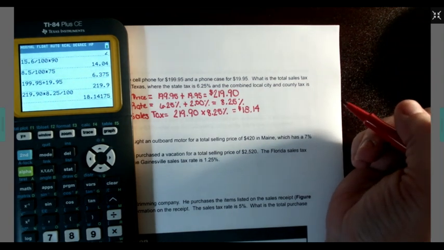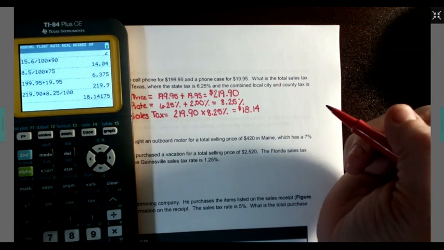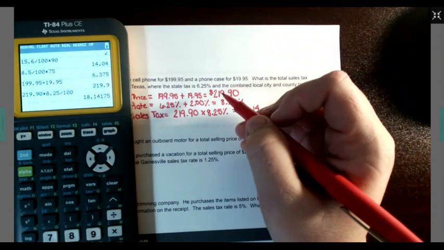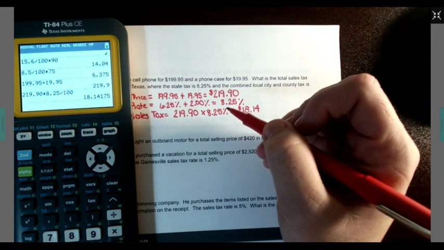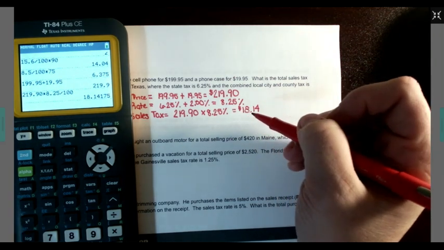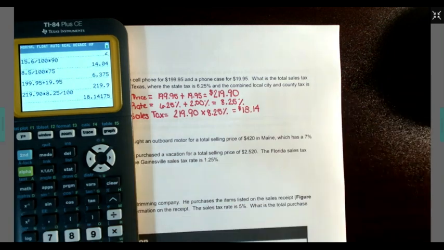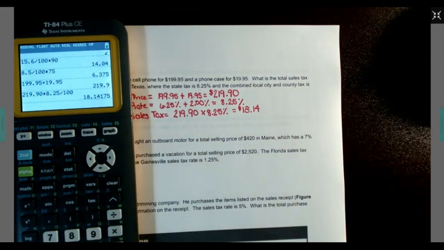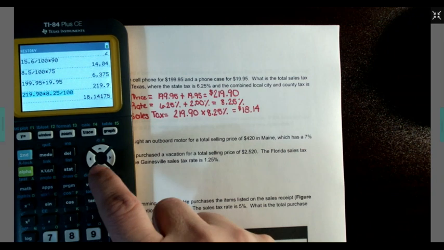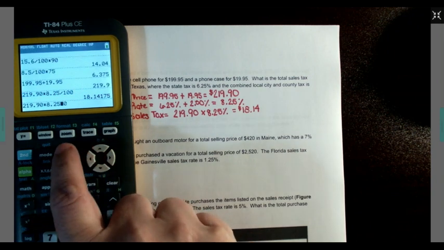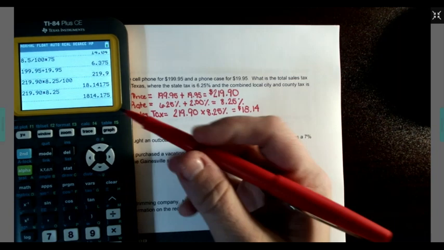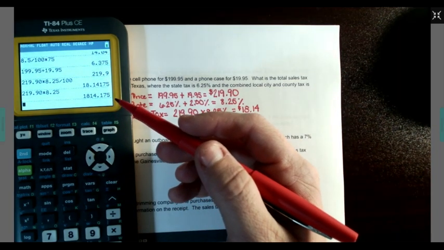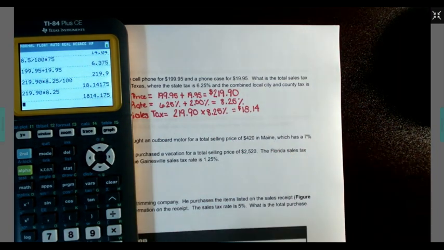Keep in mind that as you do these, make sure your answers seem reasonable. Obviously, if I'm buying $200 worth of items and I'm paying about 8%, I wouldn't expect this number to be like 180. That means my decimal is obviously in the wrong place. The one error you might have had here was forgetting to do this division of 100. We're not paying $1,800 on $219 worth of items. That definitely is not going to be my sales tax. So just make sure that your answers seem logical.